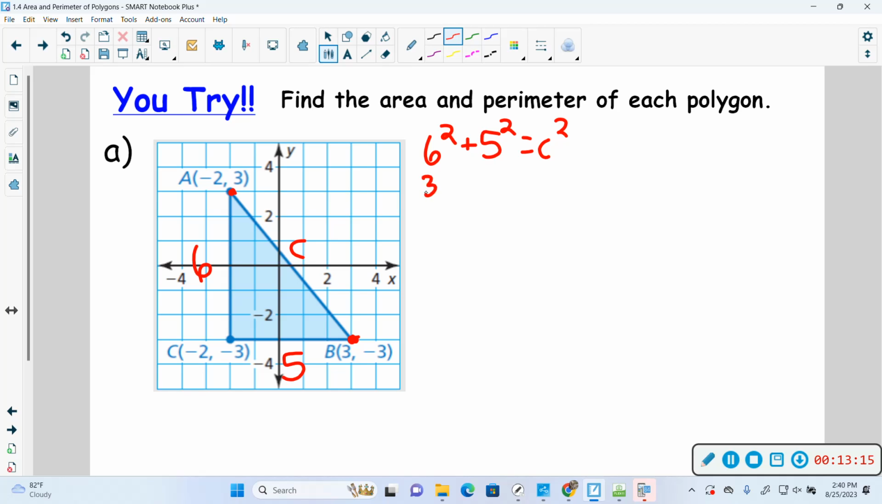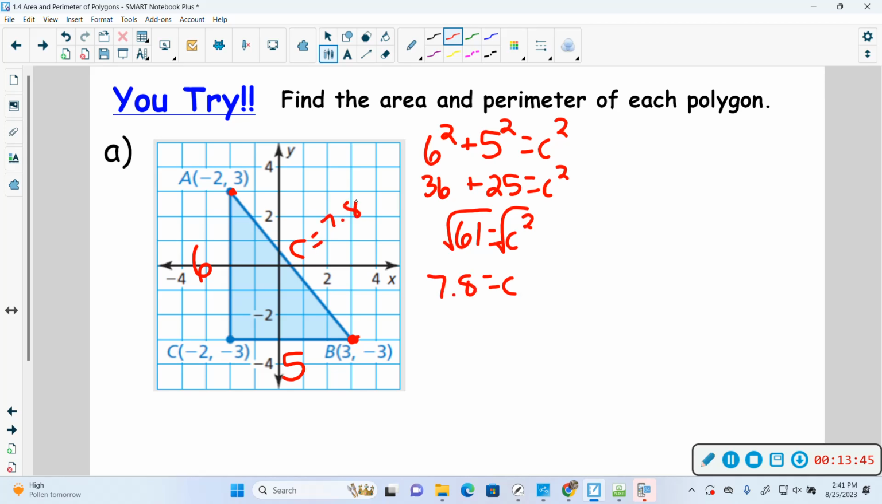I know that's 36. I know this is 25. I'm going to add 36 and 25. And what cancels the squaring? Square root. Punch that in. What's the square root of 61? 7.8. Let's go with that.